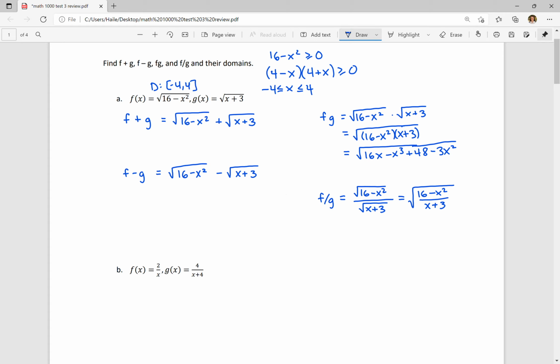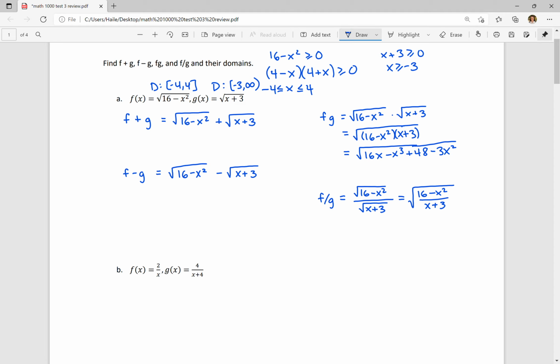Now for the domain of g, we can do the same thing and say that x plus 3 must be greater than or equal to 0. And subtracting the 3 over, we get that x must be greater than or equal to -3. In interval notation, we can write this as -3 with a bracket up to positive infinity. Okay, so we have our two individual domains, and now we want to figure out where do these two intervals overlap.